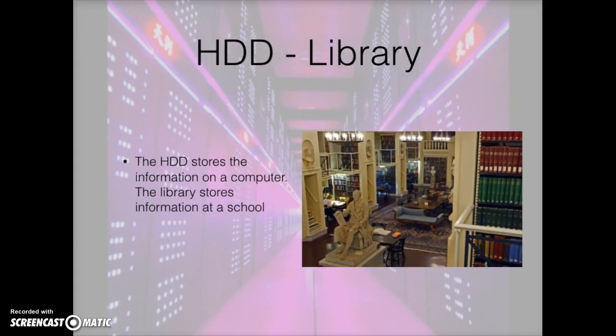The hard disk drive stores all of the information in a more permanent way. RAM is temporary, it's what you're using right now. The hard disk drive, you can save something to your hard disk drive and use it years later. So that's like the library in a school that stores information sometimes for years before it gets used again.